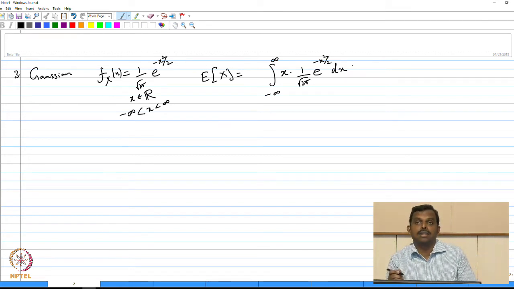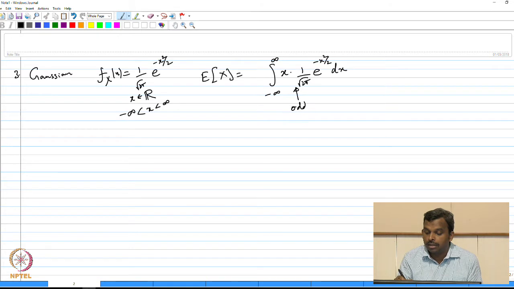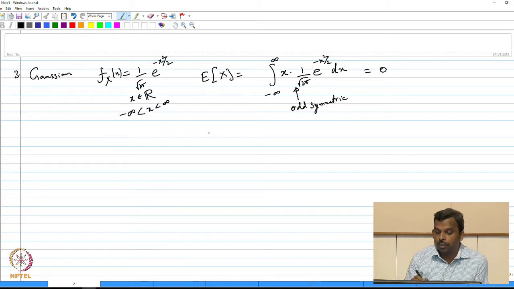The first thing to check is that this integral converges, and I think that's not too difficult to see. And the other thing is to check for some symmetry. If you notice, this is odd symmetric, so this integral will actually evaluate to 0. If you have an odd symmetric function, and you integrate from minus infinity to infinity and the integral converges, it goes to 0. So that's easy enough to do.